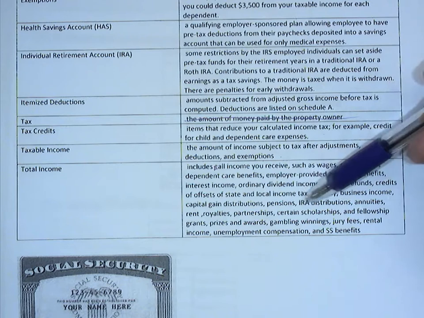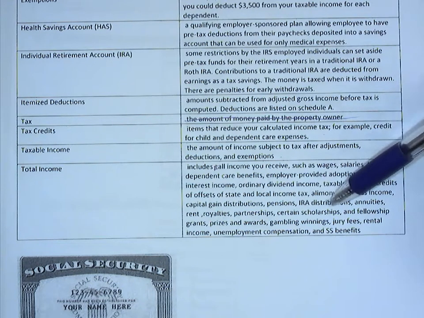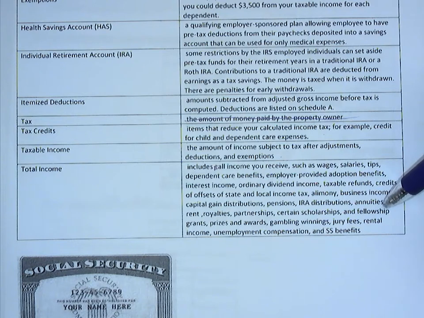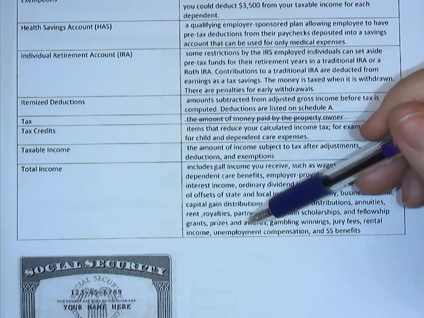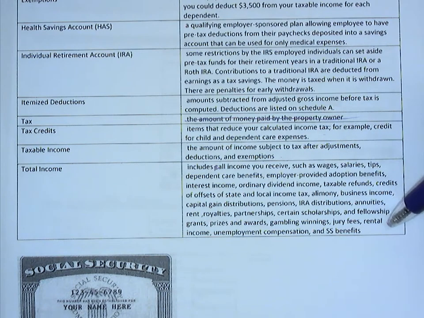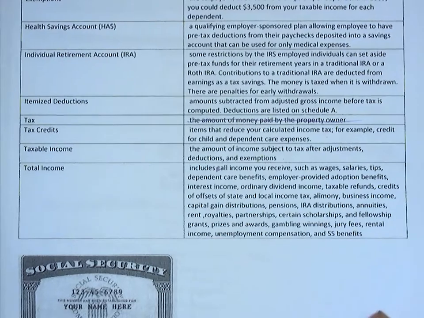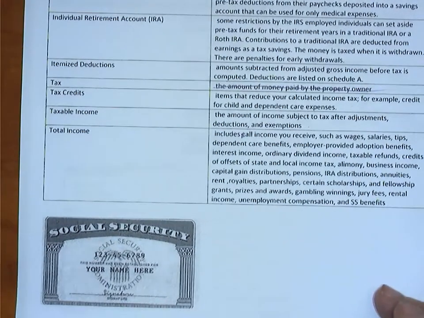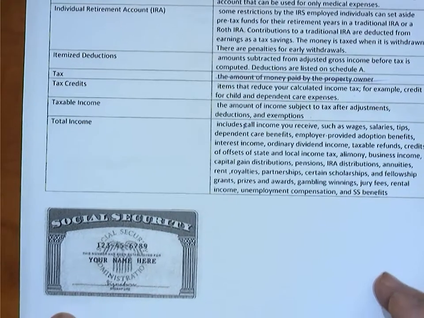Pension is your retirement plan, and IRA distributions are how much you get from your IRA that you've paid in. If you win a prize, like the lottery, you have to pay taxes on it. Unemployment you have to pay taxes on, as well as any Social Security benefits you receive. So that's all taxable income, or all income that can be taxed.